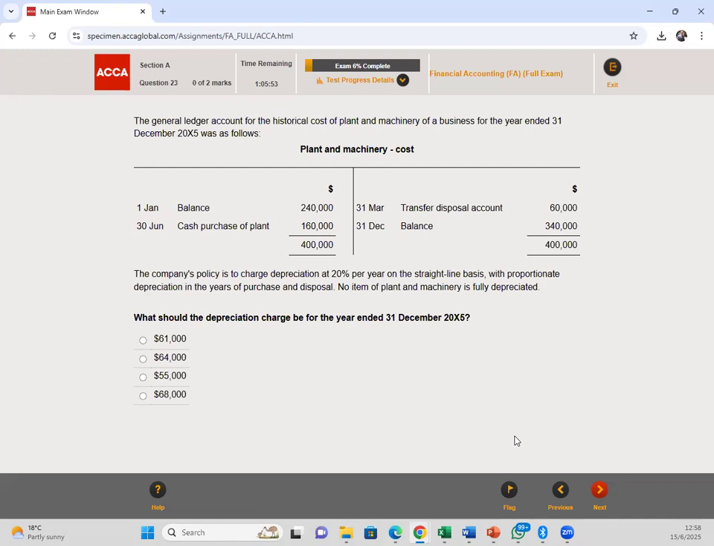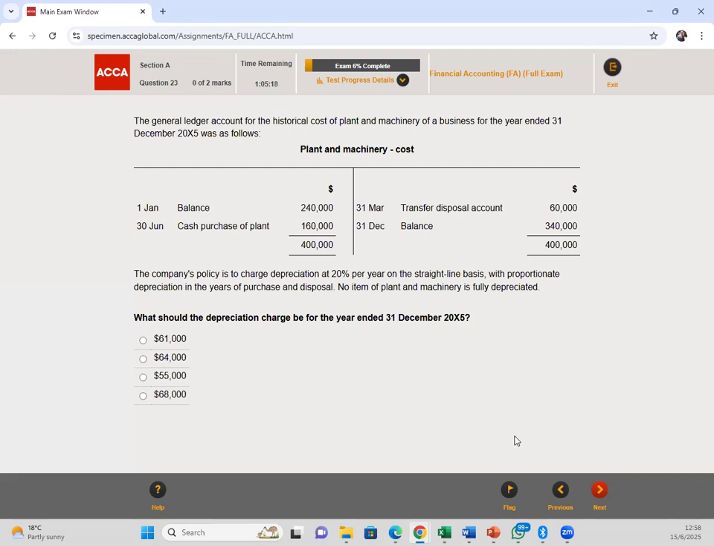Okay, the general ledger account for historical cost of plant and machinery for the business for the year ended 31 December was as follows. The company's policy is to charge depreciation at 20% per year on the straight line basis with proportionate depreciation in the year of purchase and disposal. No item of plant and machinery is fully depreciated. What should the depreciation charge for the year be?